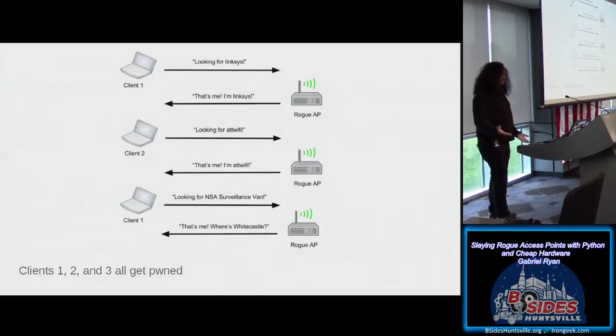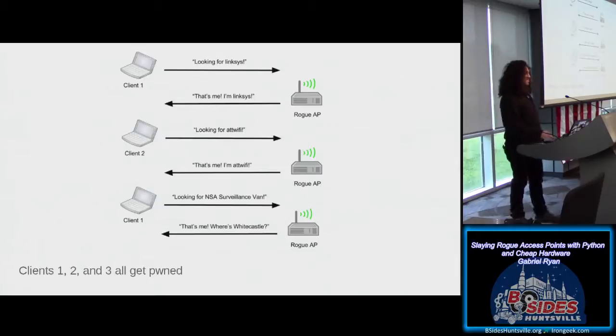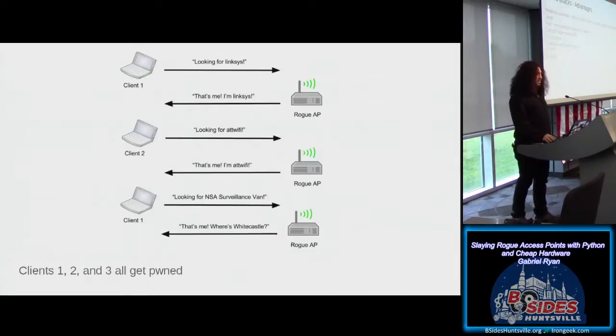And in this scenario, clients 1, 2, and 3, unfortunately, all just get pwned by this rogue access point, because that rogue access point was just lying.